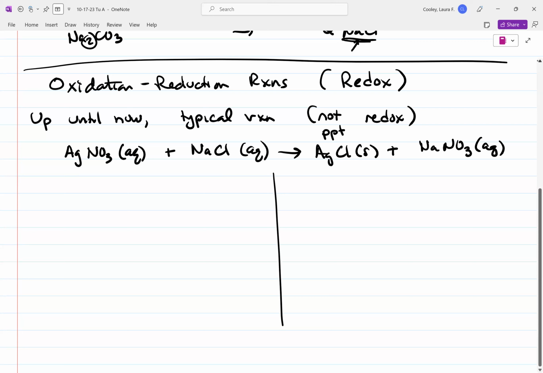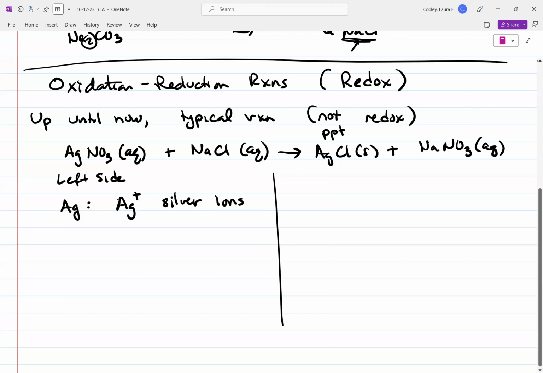The players are the reactants and the products, but even more specifically, I want to look at the individual ions that are present here. So on the left side, we have silver. What is the form of silver on the left side of the equation? AgNO3 is what type of compound? Ionic. So Ag is actually the silver ion, right? These are 1+ ions, right?